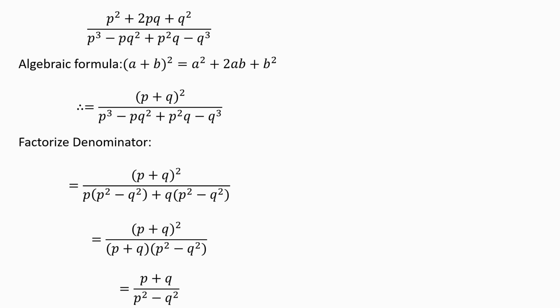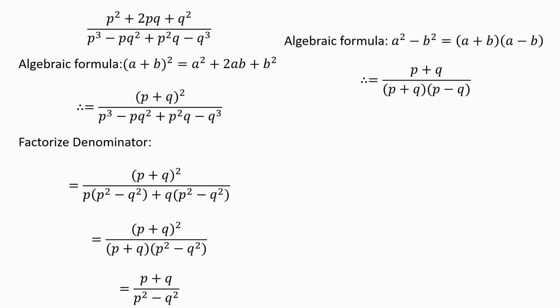Then the next step, we need to use another identity, and the identity is a squared minus b squared is equal to (a plus b) into (a minus b). Therefore, our equation will be p plus q over (p plus q) into (p minus q). Then p plus q is also common in the numerator and in the denominator, so they cancel out and we are left with 1 over p minus q. So that is the simplified version of the expression we have been given.